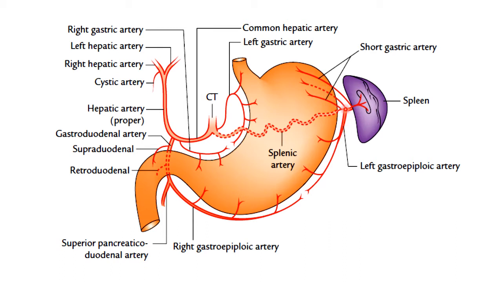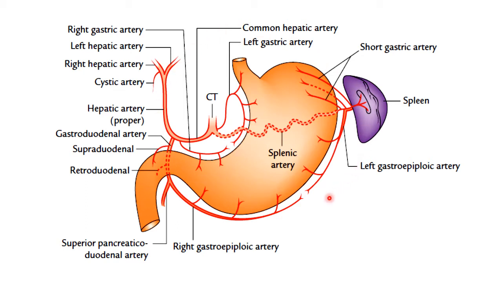The other artery which arises from the terminal part of the splenic artery is the left gastroepiploic artery, which turns towards the right side and passes along the greater curvature of the stomach to anastomose with the right gastroepiploic artery. So the left and right gastroepiploic arteries anastomose along the greater curvature of the stomach, and the left gastric artery and the right gastric artery anastomose along the lesser curvature of the stomach.